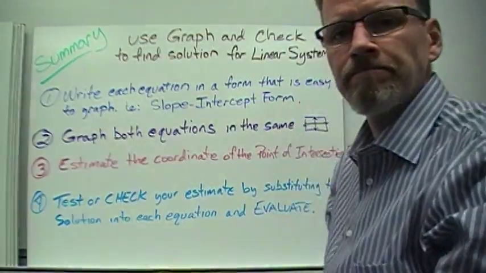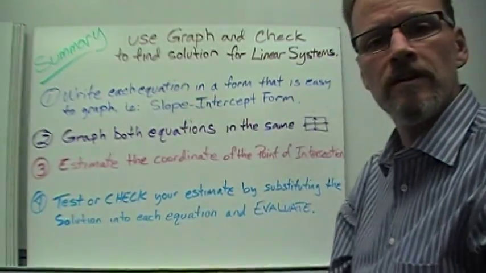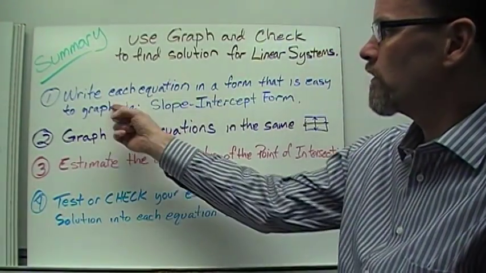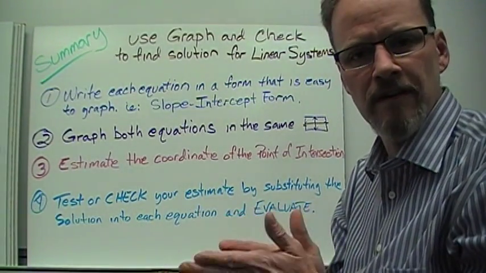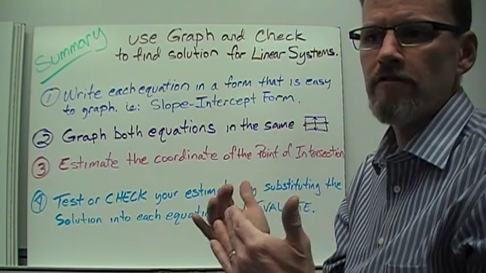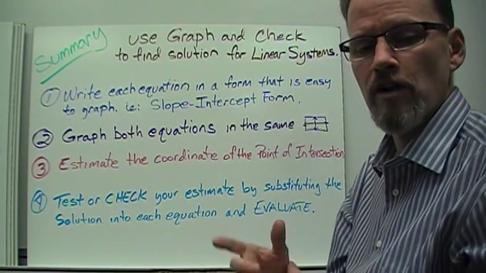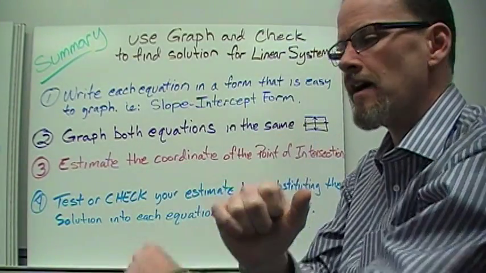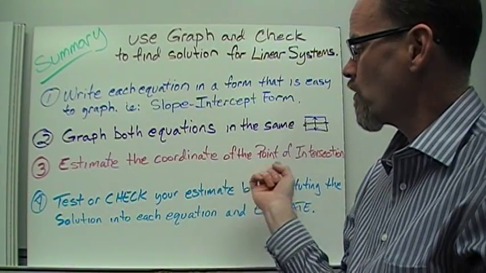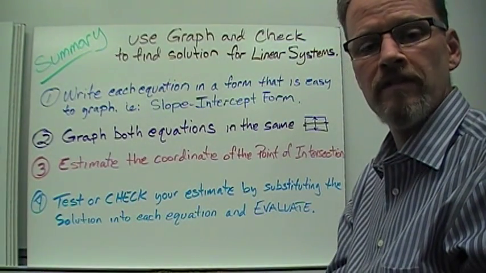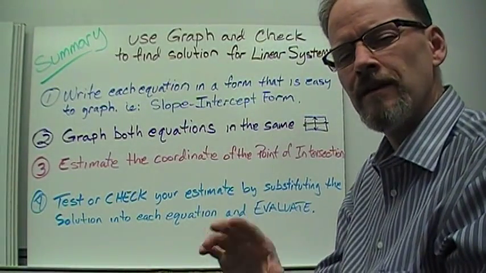In summary, use the graph and check method to find the solution of a linear system. First, write each equation in the easiest form, slope-intercept form. Then graph both equations and find out where they intersect. Maybe they won't, but in this case they will. Estimate the coordinate of the point of intersection.